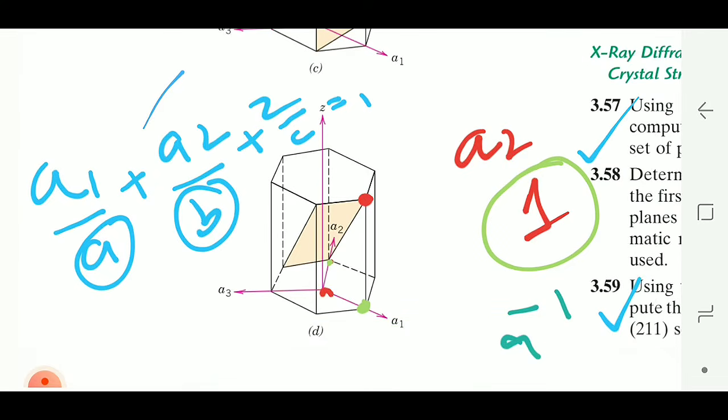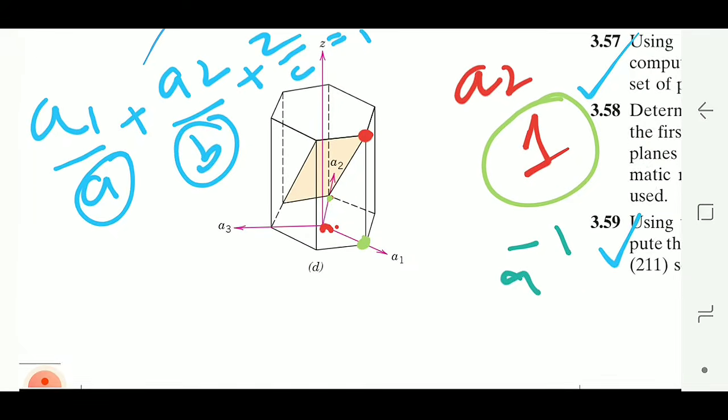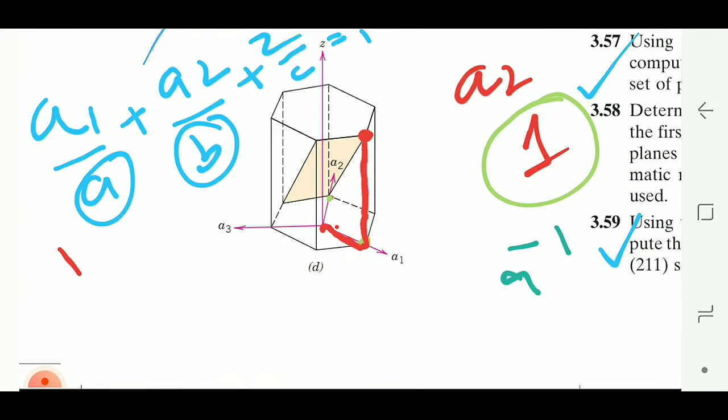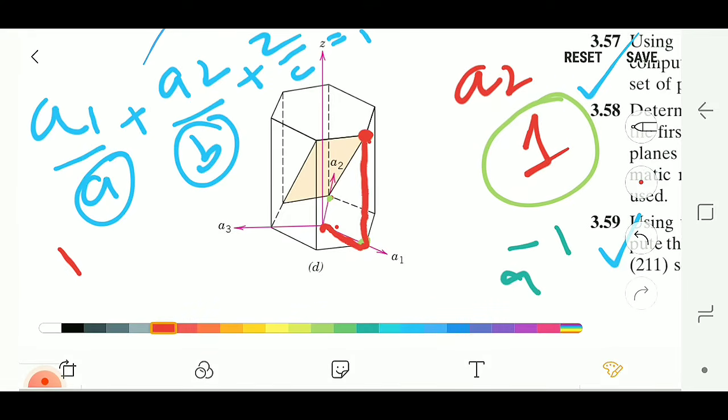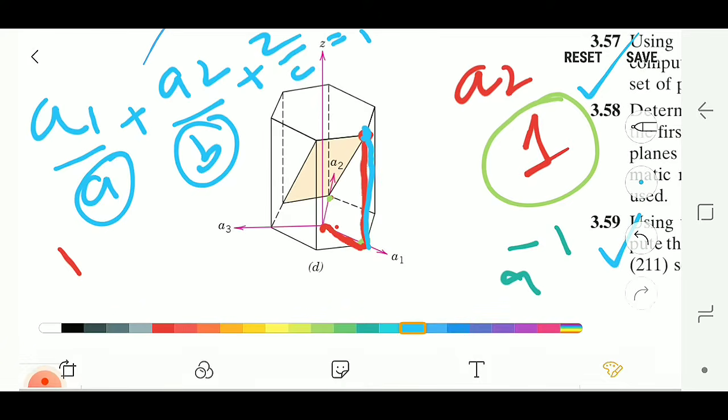Now starting from origin, this is the origin. What we have to do to reach that point will give us the coordinates for the point. First, we have to move 1 unit along a1 direction to the corner of the unit cell, so a1 coordinate is 1. And after that we have to move upward, to the other corner of the unit cell, which is this. Starting from this point to this means 1 unit along the z direction, and we reach that point, which is also a point on the plane.